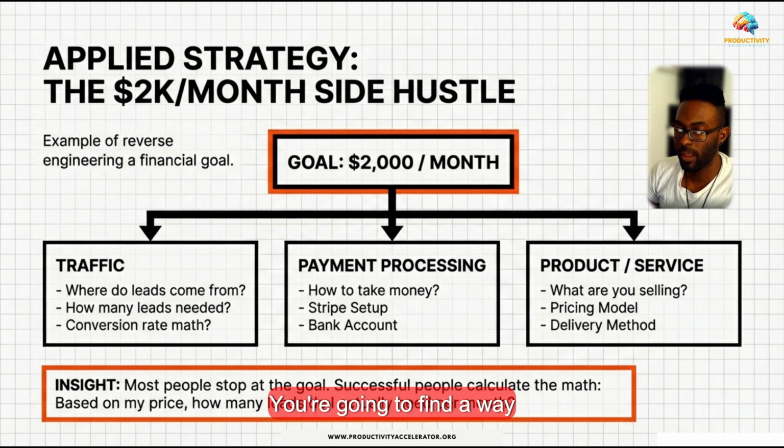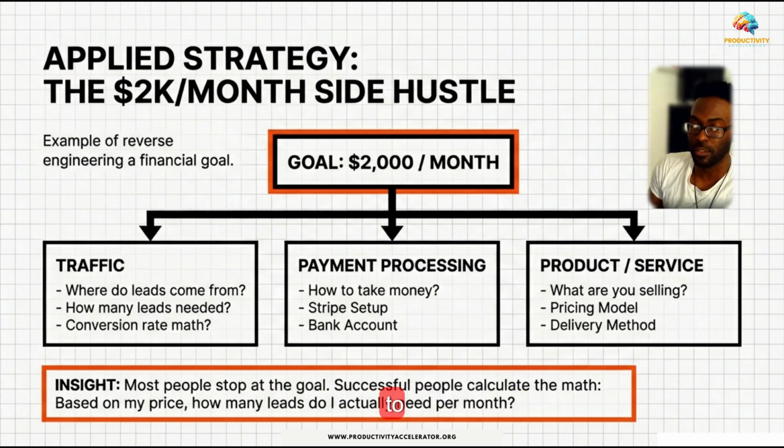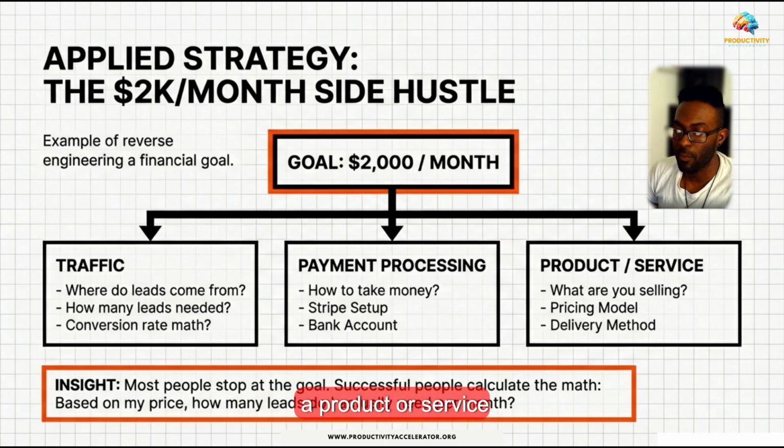You're going to find a way to take money. And by take money, I'm talking about payment processing. You need a way to get the money from the people that you're selling to. You might need to come up with a product or service. So these are already 3 things right here. Let's call this traffic for the sake of simplicity.